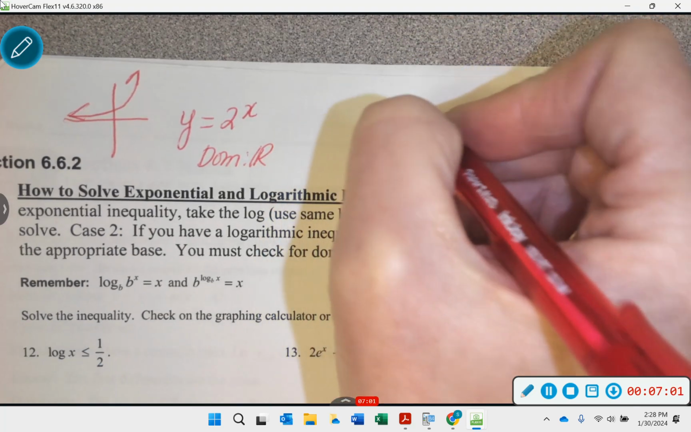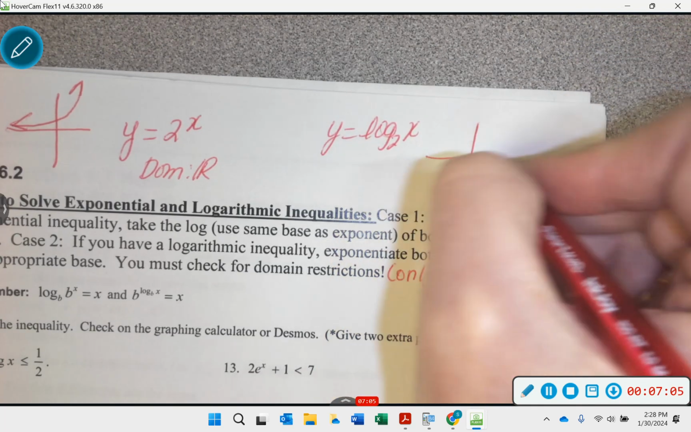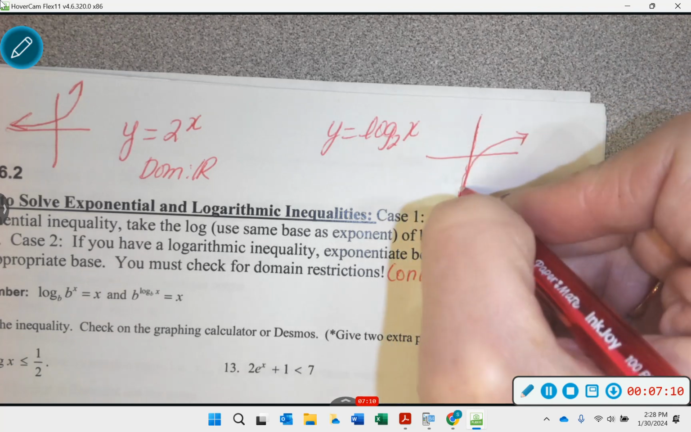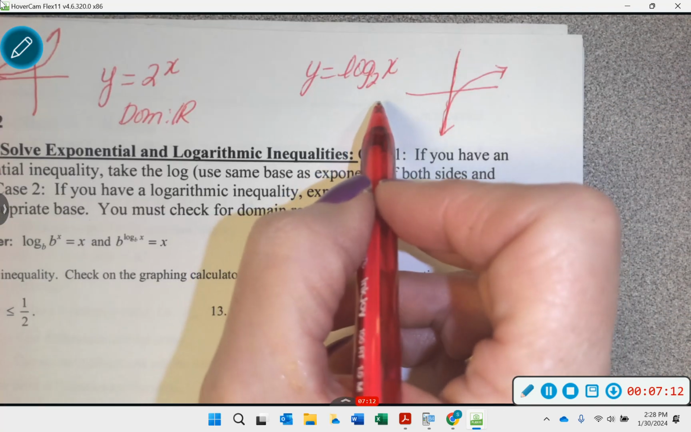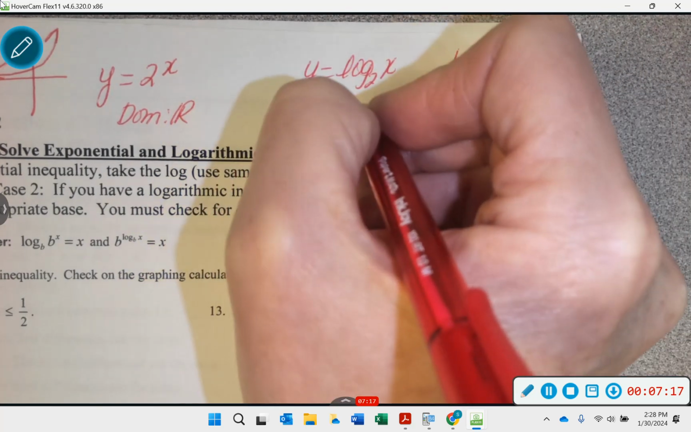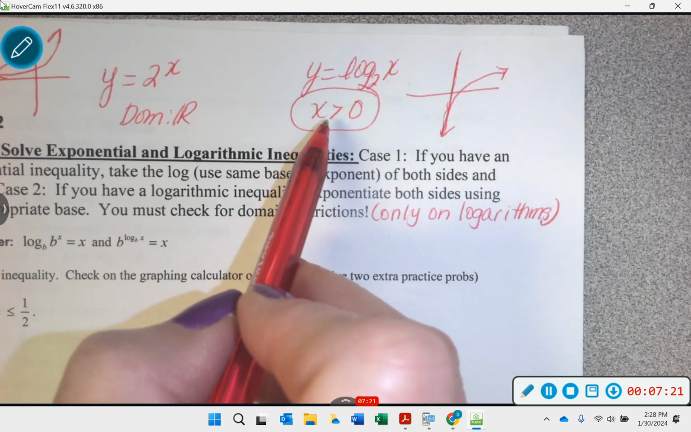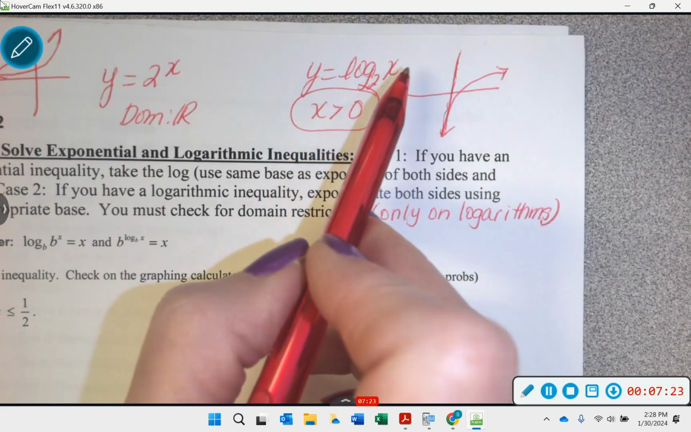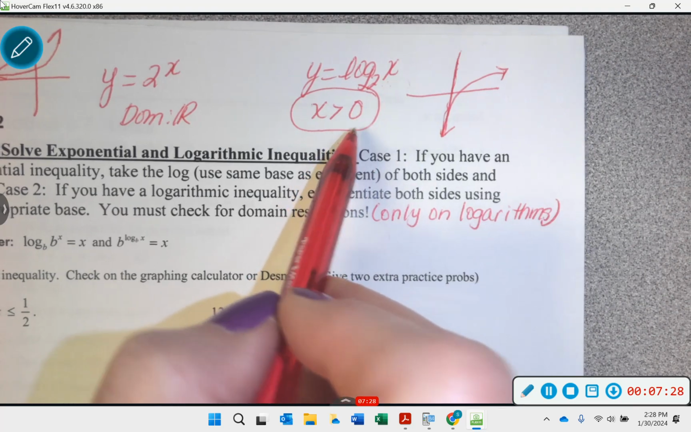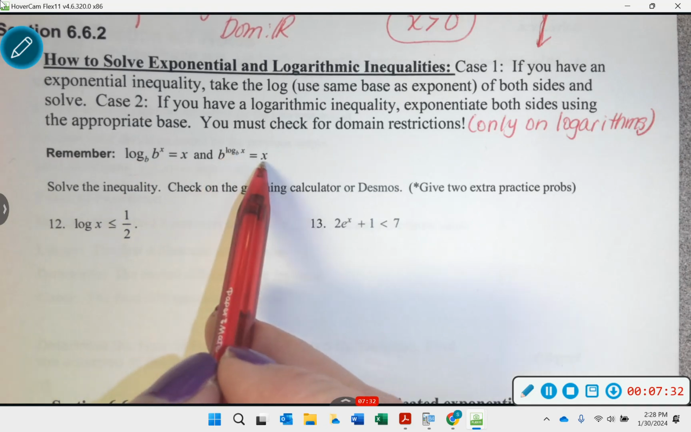But if I have a log function with that same base, that log function looks like this. It has a vertical asymptote, and it looks like that. What's the domain of this function? X has to be greater than 0. So I can never have answers for x in a log function that are negative. They always have to be greater than 0. And that's something I'm going to have to keep in mind. These formulas are important. I just showed you those in the warm-up.